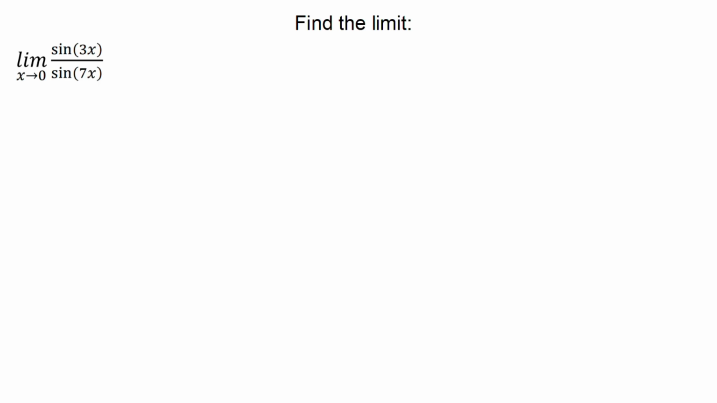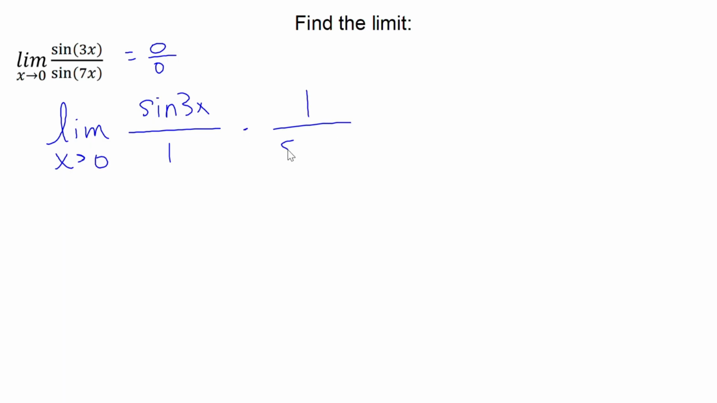All right, for our next one here, we got a little technique that we'll do here, which is after we recognize that it's 0 over 0, right? It's just the sine of 0 over the sine of 0, which is 0 over 0. We're going to, again, separate this, not into two limits yet, but we will soon. We're going to separate this into the sine of 3x over 1 times 1 over the sine of 7x. Because we don't have a rule dealing with sine of something over the sine of something.